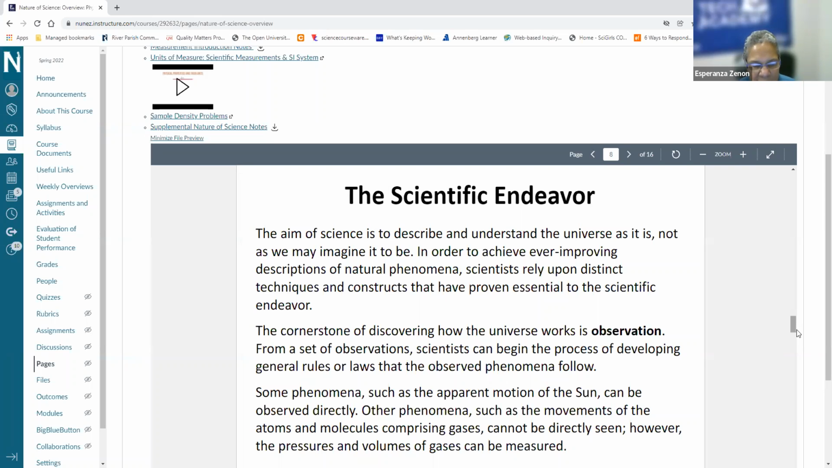To give some examples there, we can observe the motion of the sun, but we can't necessarily observe atoms and molecules directly because our eyes aren't that refined. But we can measure pressure and volumes, for example, of gases and determine how those particular atoms and molecules are behaving, right? So direct observation and indirect observation.